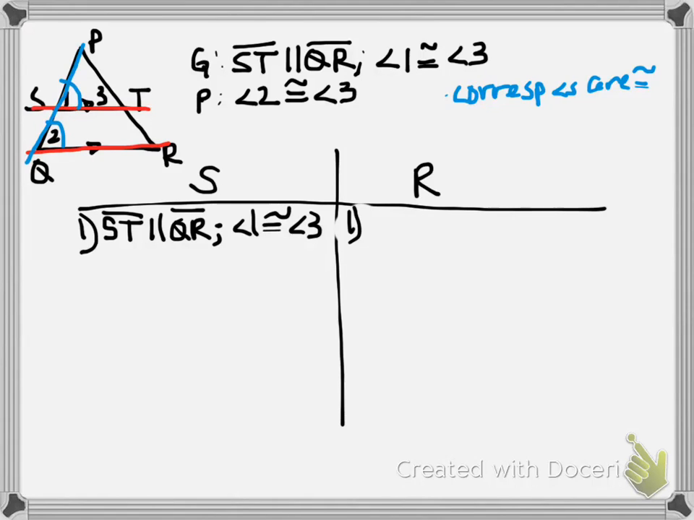So we're going to do reason 1 is our given. Now, I put all the givens together. Remember, you can split up givens if you want. So from the given, I was able to get that angle 1 would be congruent to angle 2.